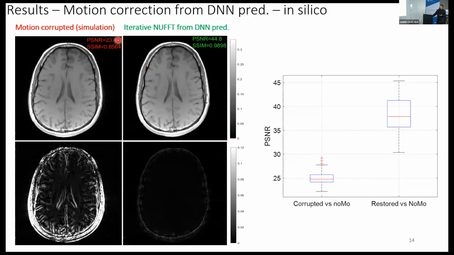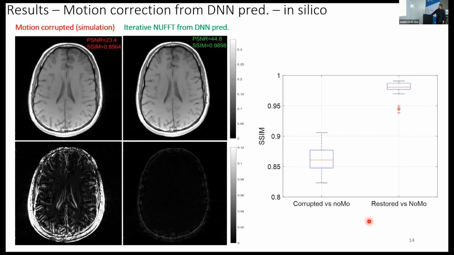And of course, we have a true reference, so we can compute the PSNR and SSIM, which are traditional image quality metrics. You can see to the right the distribution for many more slices like this, with many different angles. We can see that the distributions are well separated. This is the PSNR in decibels, and for the SSIM, it looks like that.